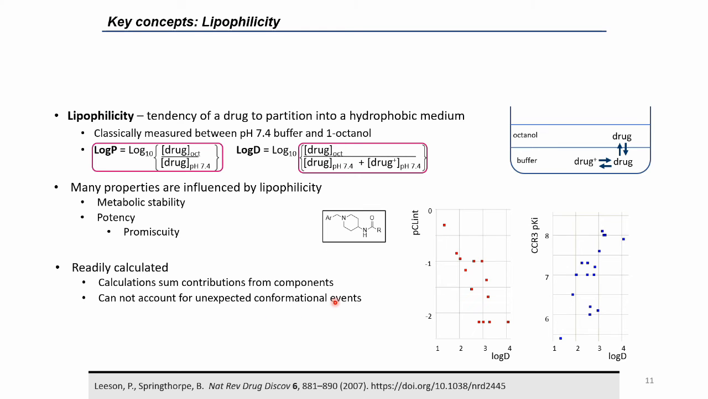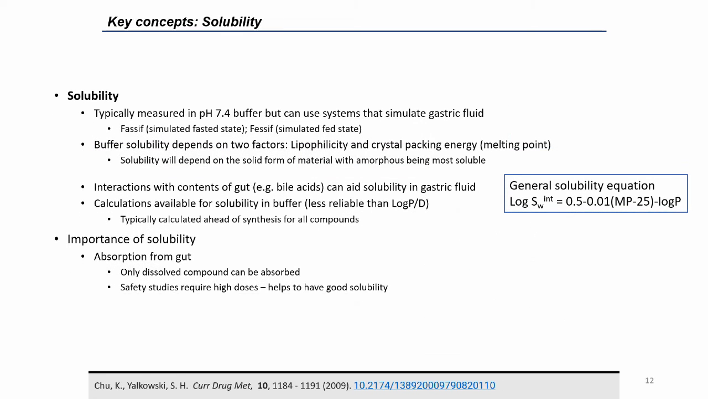So any calculated value for log P, if it's important, you should get a measurement, but a lot of the time calculations are very useful. Along with lipophilicity, solubility is extremely important. Solubility is typically measured in pH 7.4 buffer. You can use more sophisticated systems if you want to that simulate gastric fluid. There are formulation recipes known as FaSSIF and FeSSIF, simulating the fasted and fed states, respectively.